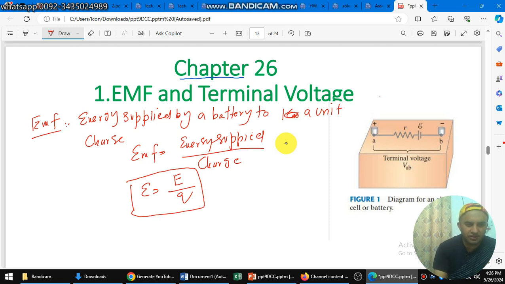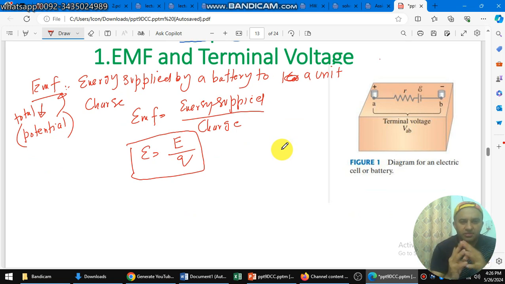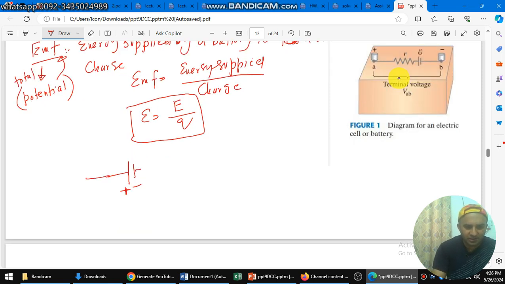So what is the EMF? In simple words, the EMF is the actual or total potential that the battery can provide, that is, how much energy it supplies to a charge. Okay, let me explain in a more detailed way. For example, if we have a cell or battery that has positive and negative terminals, and we connect it directly with a voltmeter, suppose the voltmeter shows 12 volt, it means 12 volt is the EMF of this cell, the EMF of this battery.